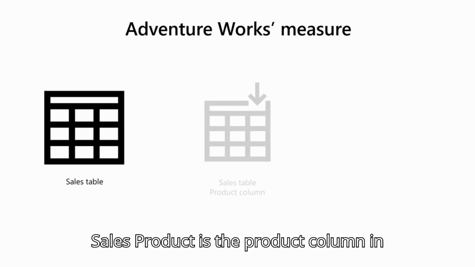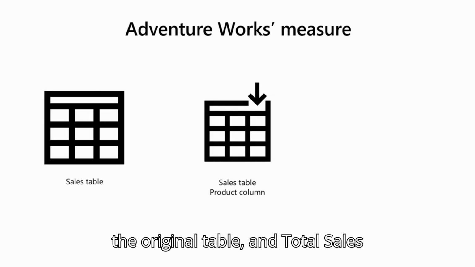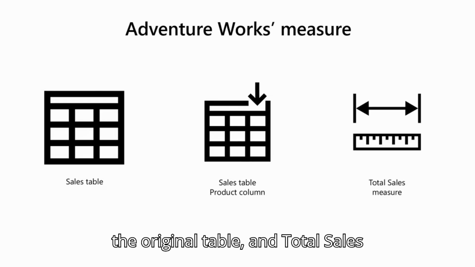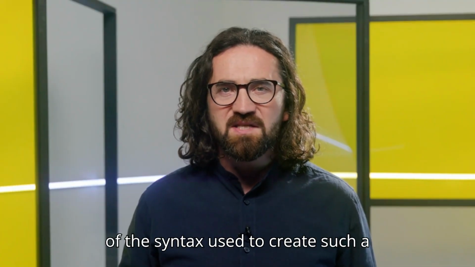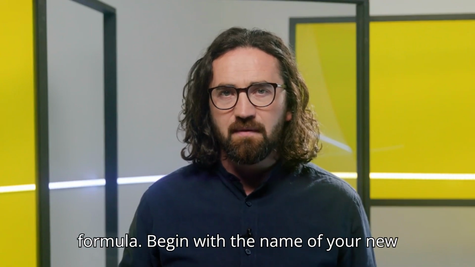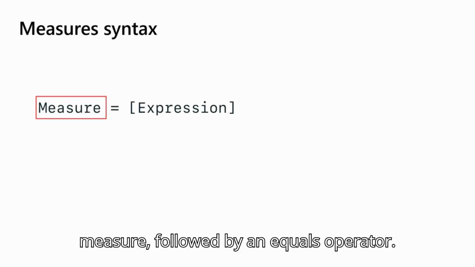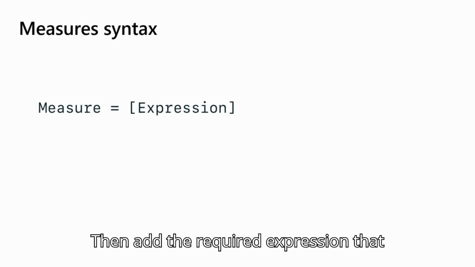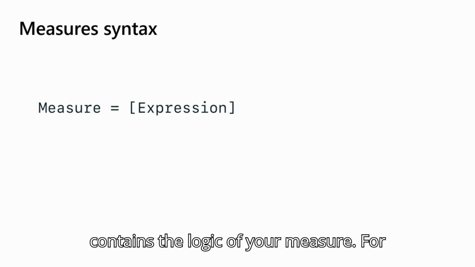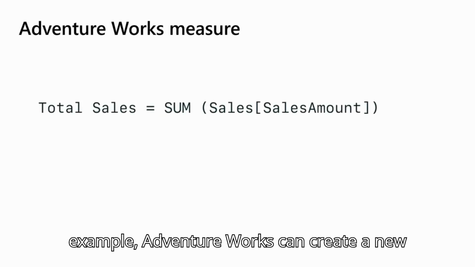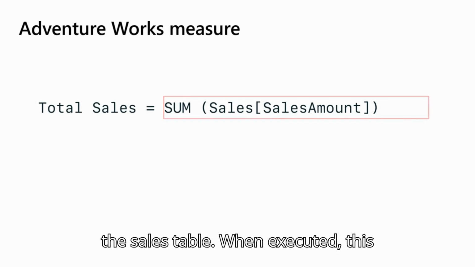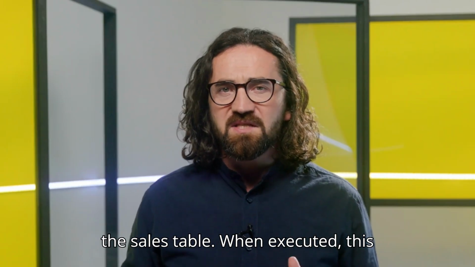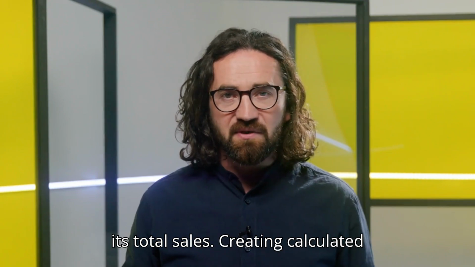In this DAX formula, sales is the original table, sales product is the product column in the original table, and total sales is the measure AdventureWorks created. Let's take a moment to explore a sample of the syntax used to create such a formula. Begin with the name of your new measure, followed by an equals operator. Then add the required expression that contains the logic of your measure. For example, AdventureWorks can create a new measure called total sales that calculates the total sales amount from the sales table. When executed, this DAX formula will list each product and its total sales.